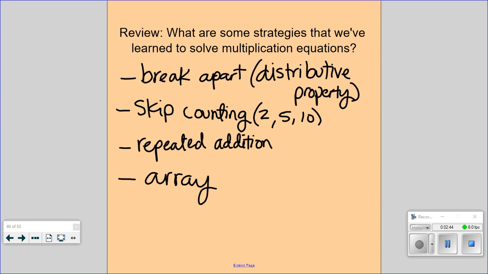Ethan? Circles and dots. Yep, that would be a good model. It's very similar to our arrays. Brayden, anything else? Doubles. Doubles are a good one. What are some examples of doubles? We talked a lot about doubles. What are some examples? Miranda?